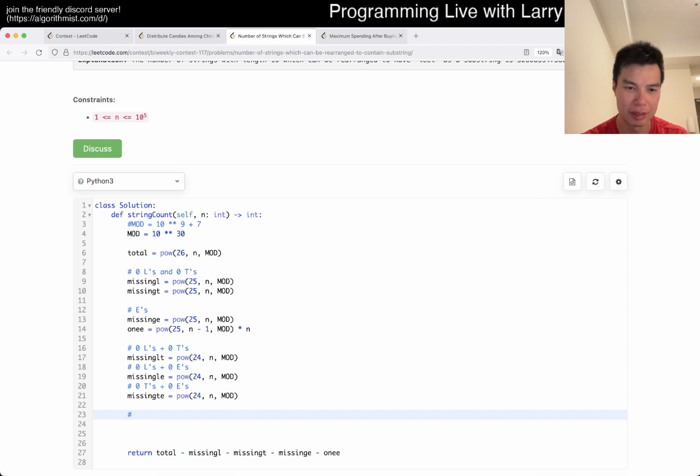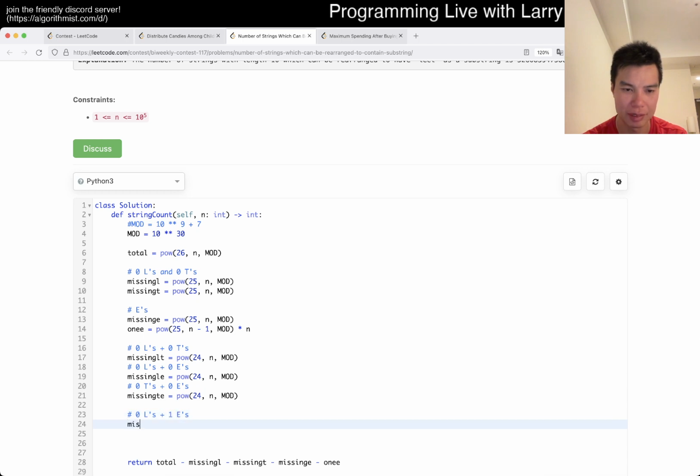And then the other, right? 0 L's plus 0 T's, oh, so plus 1 E's, right? Yeah. So basically with 1 Y, this is the hard case, right?